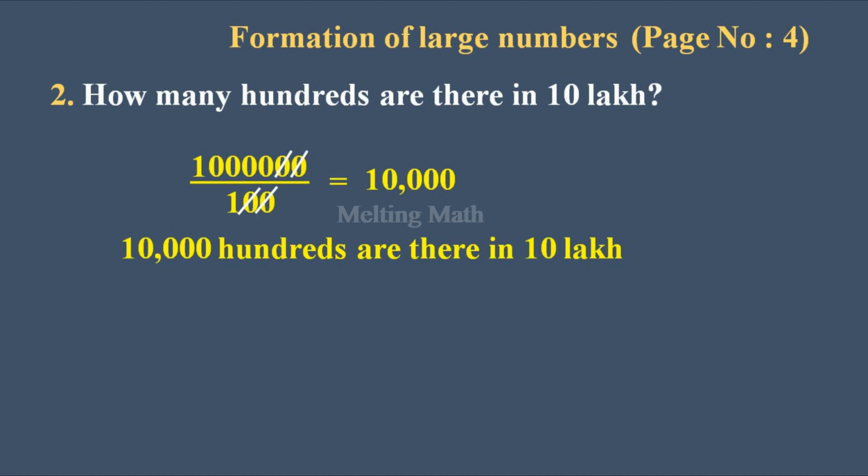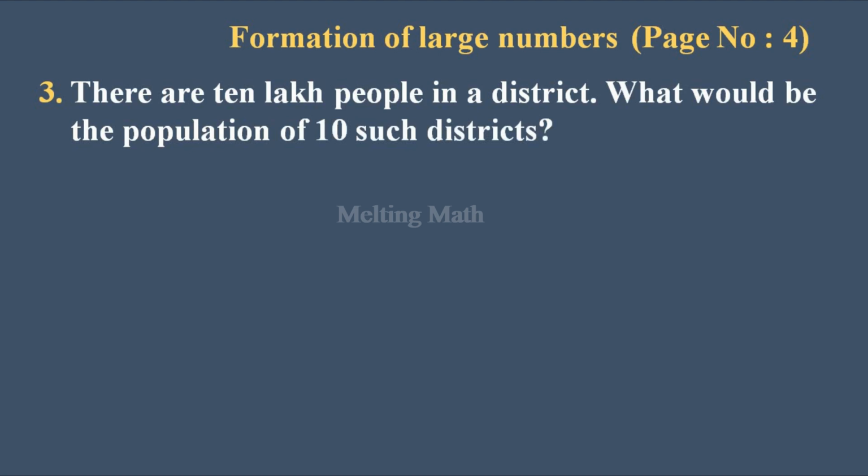Next, see the third one. There are 10 lakh people in a district. What would be the population of 10 such districts? As I said, the question is very important. We have to observe the question. Let me read it again. There are 10 lakh people in a district. This is one sentence. In a district means one district. So the number of people in the district is 10 lakh.